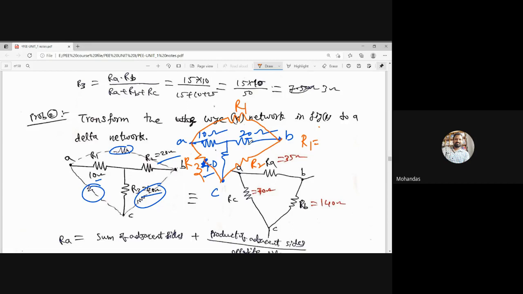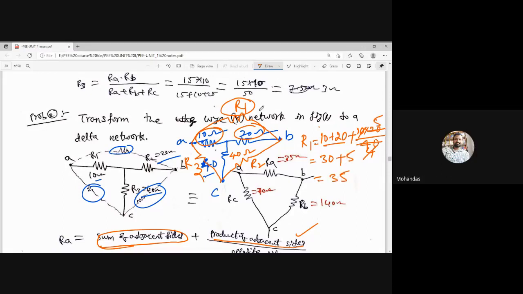What is the R1 value? Don't learn the formulas by heart. I just told you: sum of adjacent side resistors plus product of adjacent sides divided by the opposite side resistance. For R1, what are the adjacent resistors? 10 and 20. So 10 plus 20, plus the product of adjacent sides, 10 into 20, divided by the opposite side resistance, which is 40 ohms. So this is 30 plus 10 fours are 40, 4 5s, 35 ohms. So this will be 35 ohms.